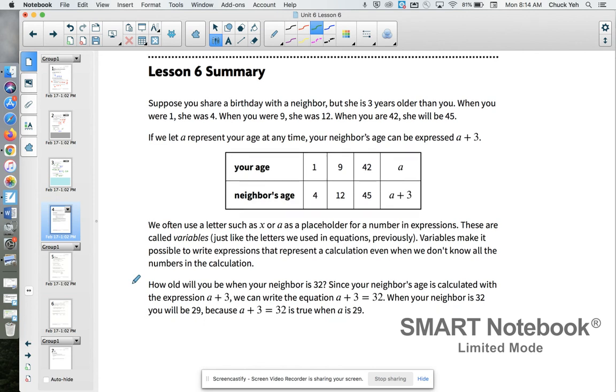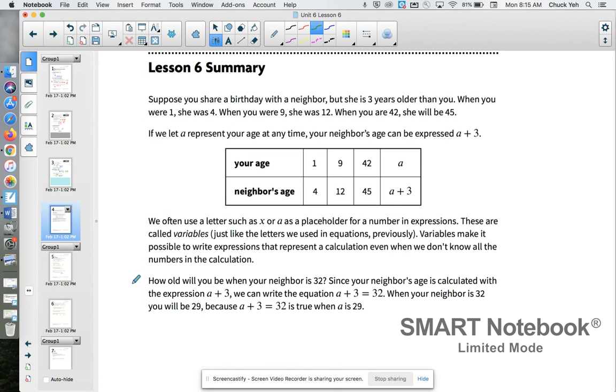Here's the summary. Go ahead and read that. If you have any questions, let me know. We will do the practice problems tomorrow in class. Just make sure that you know the opposite of the signs. If we write it as an addition problem, then to find out the answer, we subtract it. And if it's multiplication, we divide it to find the solution to the variable.